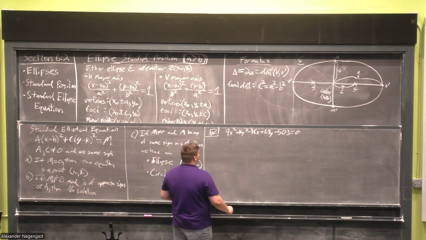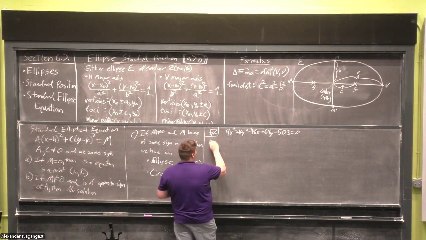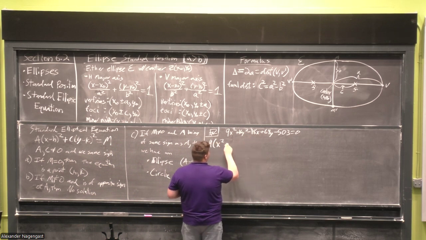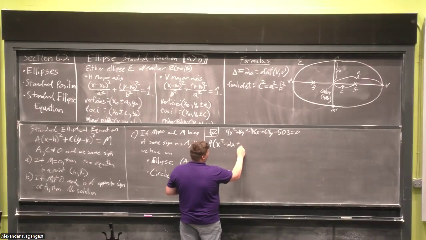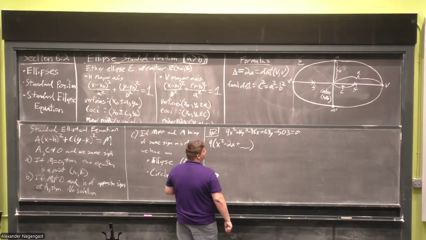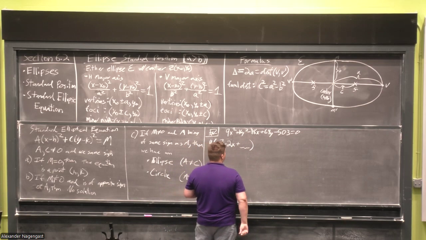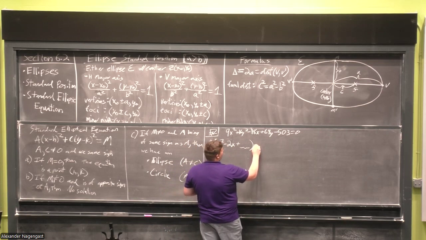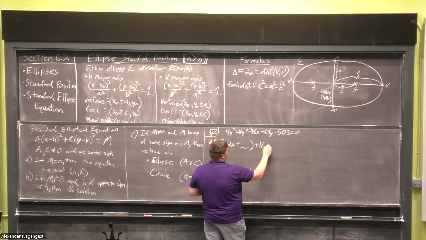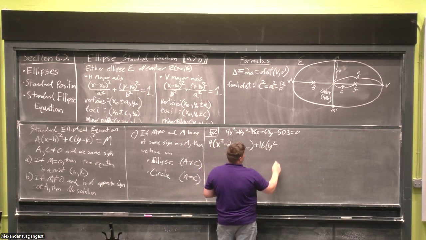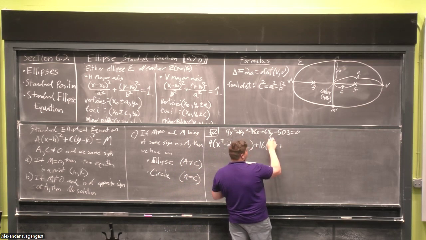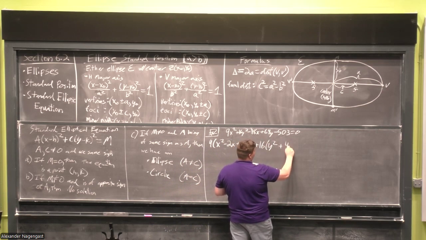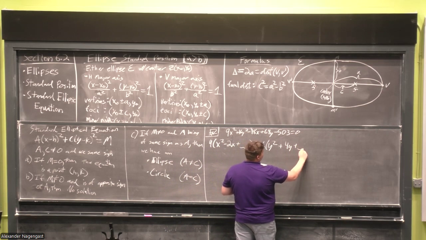When we complete the square, we're going to have 9x squared. When I factor out 9, I'm going to have minus 2x plus something here. I'll get to what this something is in a bit. And then we're going to factor out 16. We'll have y squared plus, and for here, 16 times 4 is 64, so we'll have 4y plus something here.